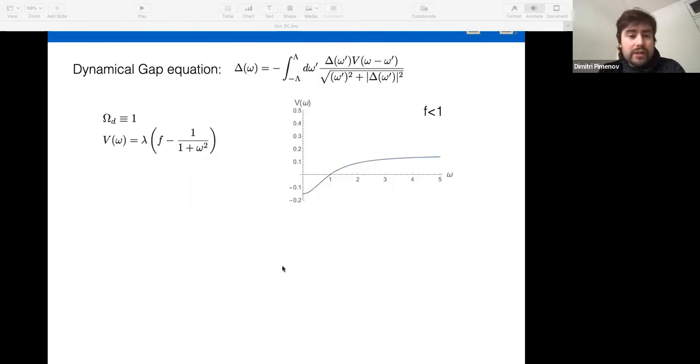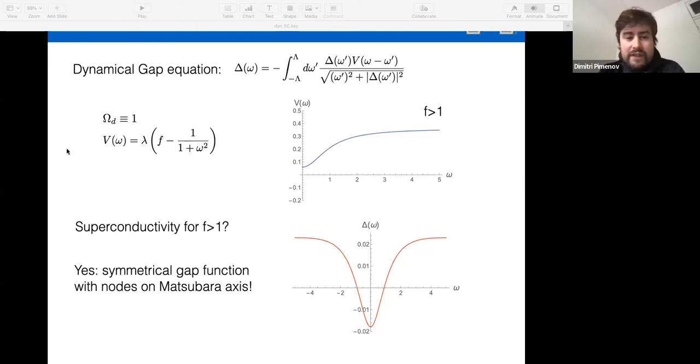So I'm going to use this as a toy model and try to solve the gap equation and see what behavior we can get. The gap equation now lives on the Matsubara axis, as a function of frequency. You also already saw a more complicated version of this in Andrei's talk before. Let's look at the interaction. If this coefficient f here is smaller than 1, then the interaction has an attractive part at small frequencies. But if f is larger than 1, then the interaction is purely repulsive.